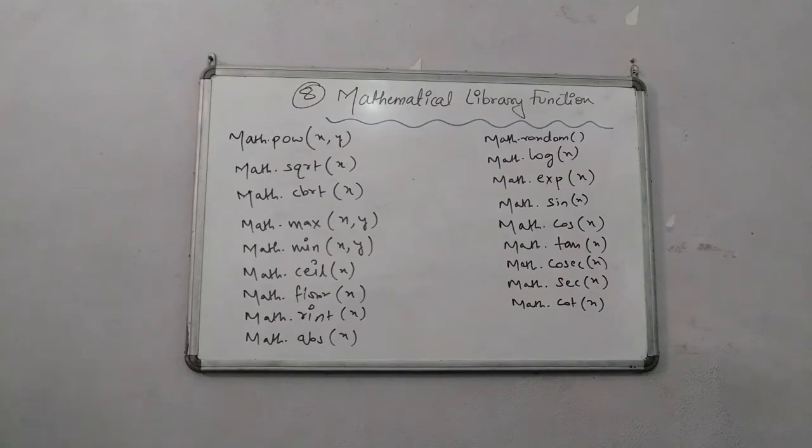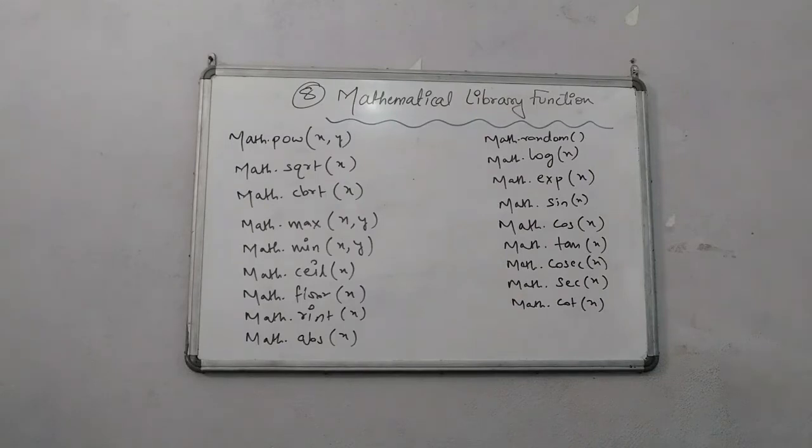Math.random, you can see that is blank, nothing is written there. That means random will display any random value which will be greater than 0 and less than 1. Greater than 0 and less than 1 means it can be 0.12345, after 0 point there should be any number, and it is a random value automatically displayed.